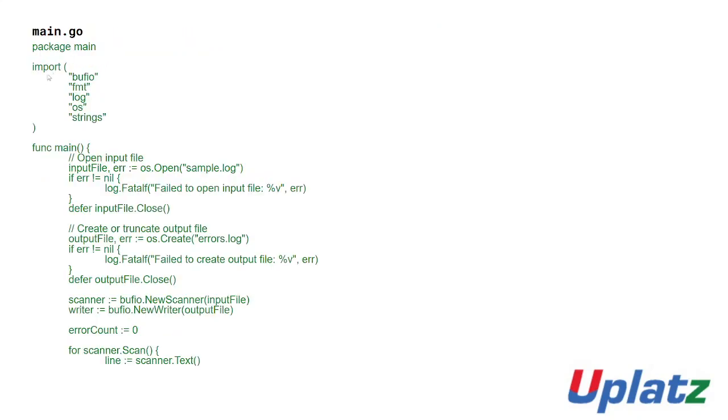Main.go. Package main, import bufio, fmt, log, os, strings. func main, open input file: os.Open sample.log. If error, then log.Fatalf "failed to open input file". Defer input file close. Create or truncate output file: os.Create errors.log. If error not equal to nil, log.Fatalf, then "failed to create output file %v", then error.